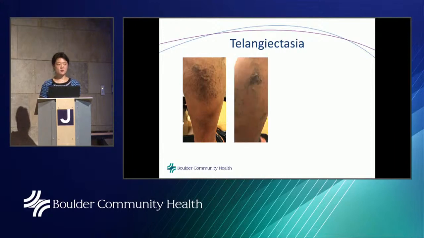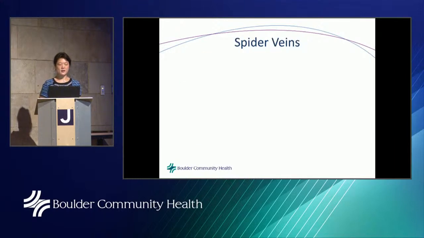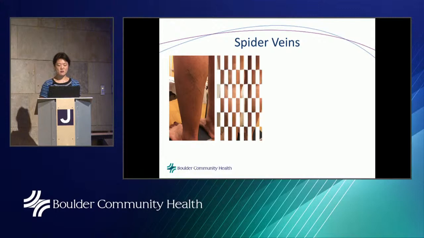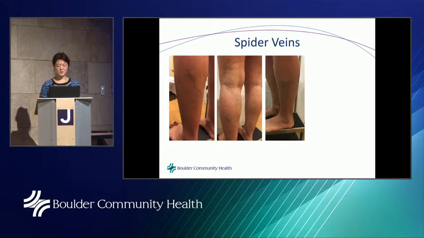Here are some other examples of telangiectasias. And of course, there are spider veins. I think just about 99.5% of the population has spider veins to some extent. Spider veins are yet another step down from telangiectasias. They are smaller, not as raised, not as blue or purple, and oftentimes just faintly pink and creeping just right under the skin.